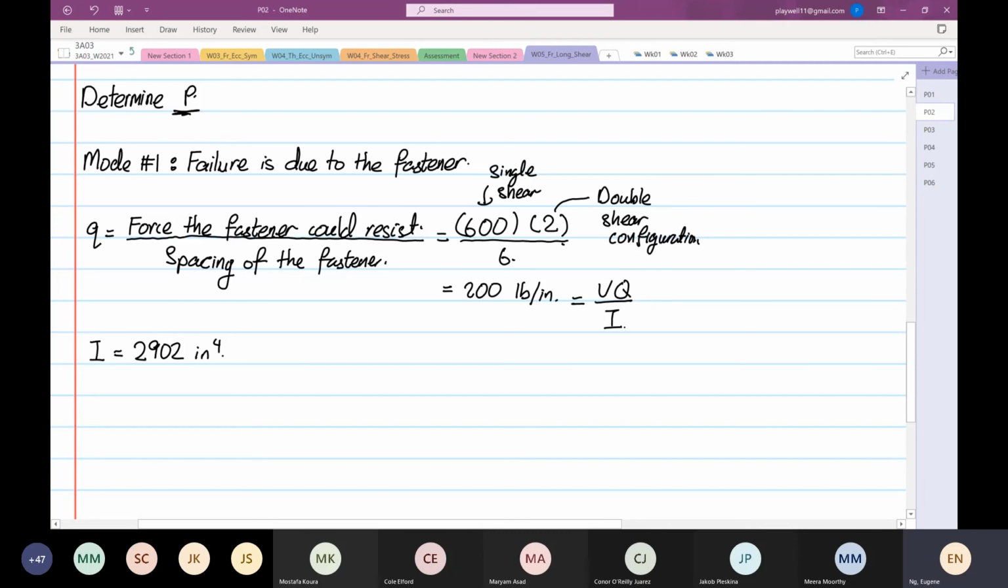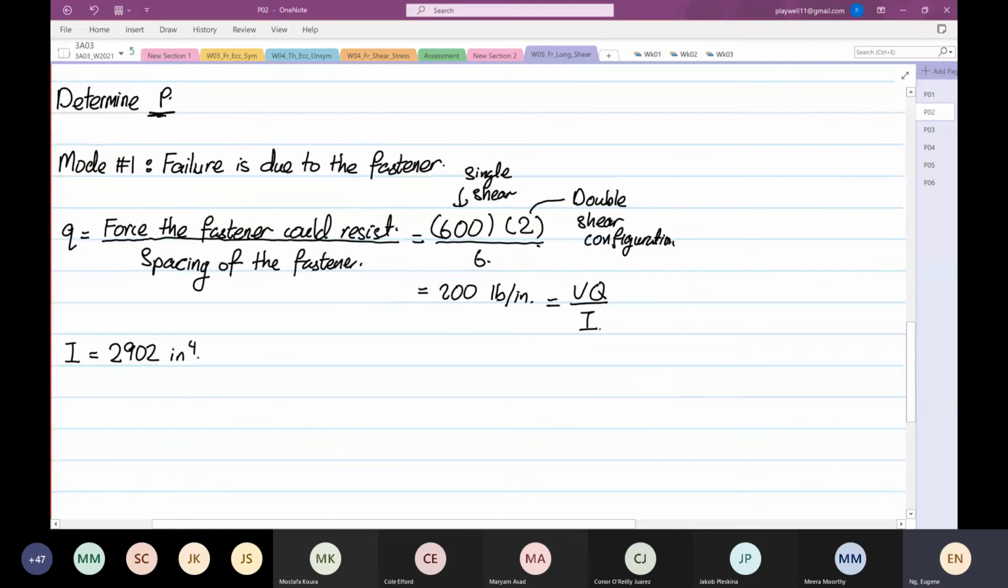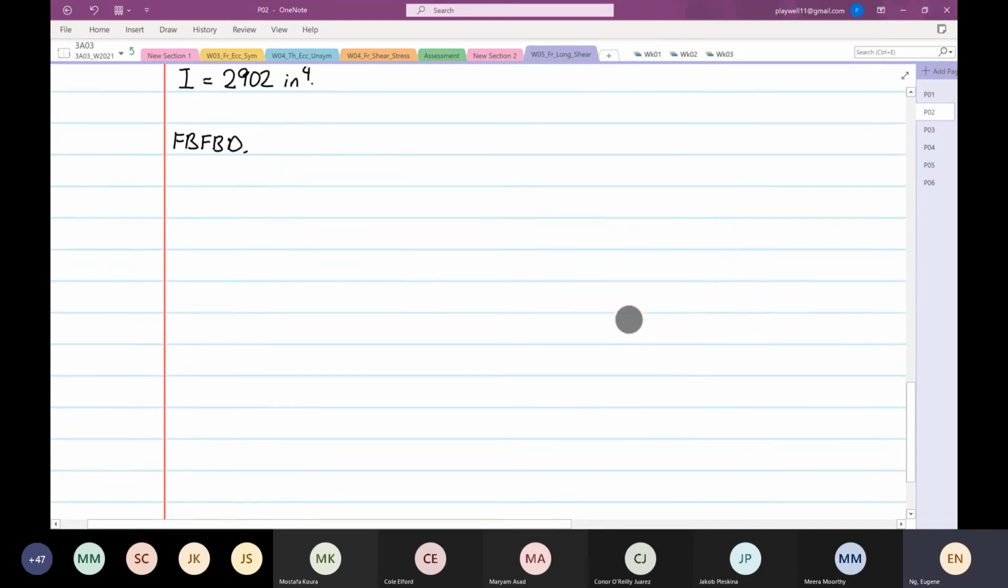Okay, so next, we know I, right? We don't know what V is yet, and we don't know what Q is yet. Let me tell you this: V is the easiest. I repeat again, V is the easiest. So next, we're going to construct the FBD. Any idea what FBD means? Anyone?